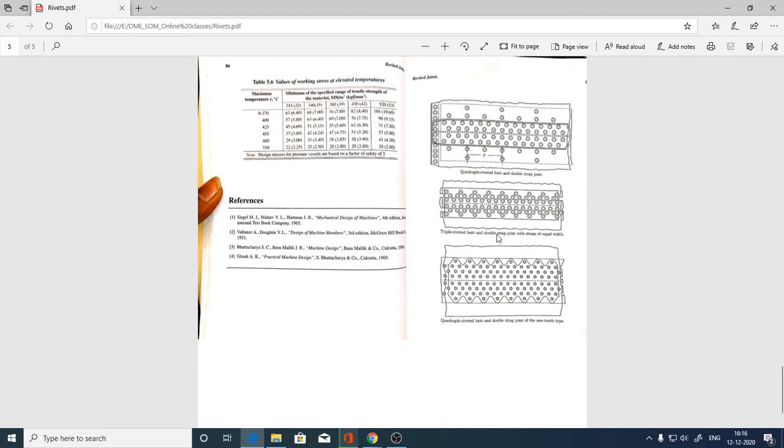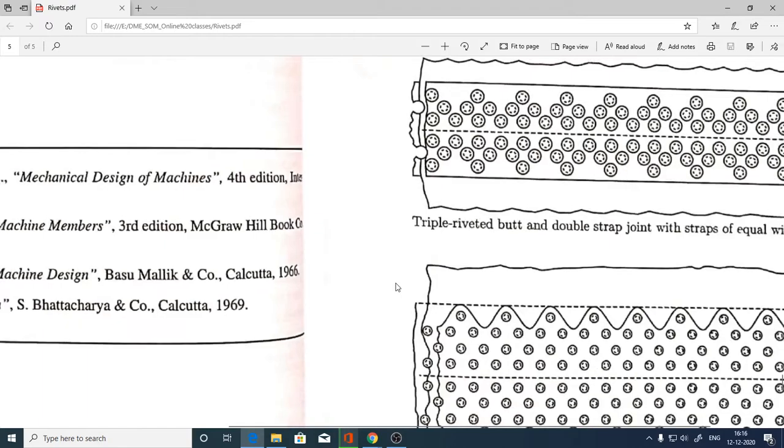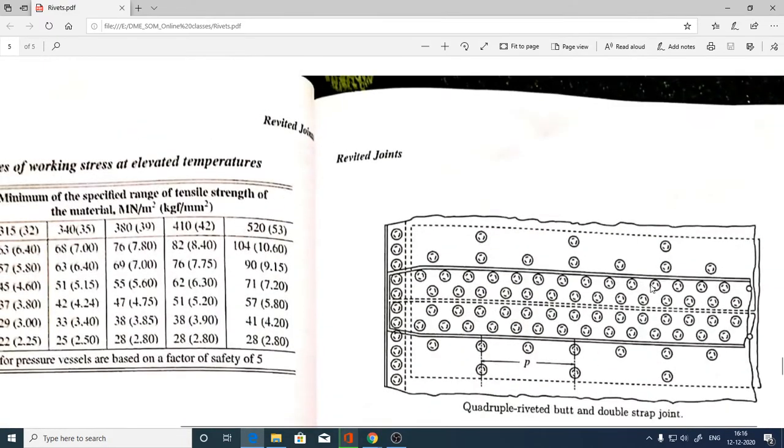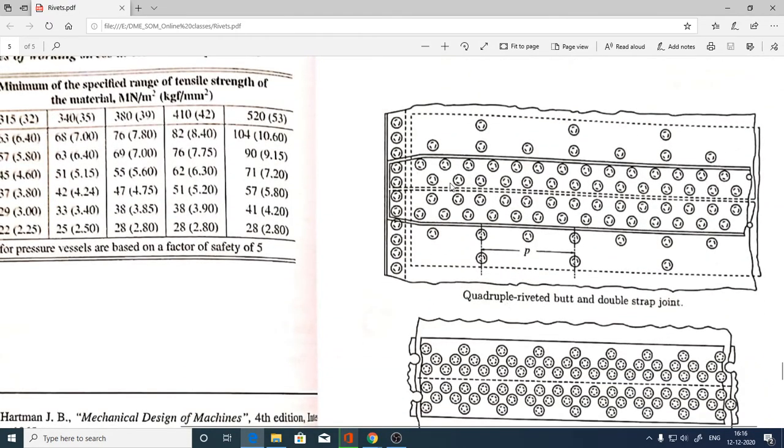Now here, just look out. Now this is a case of boiler joint. This is what a longitudinal joint. Now this is of unequal cover plates here. This is of unequal cover plate.